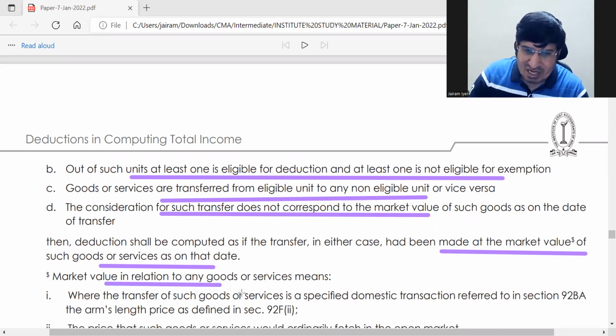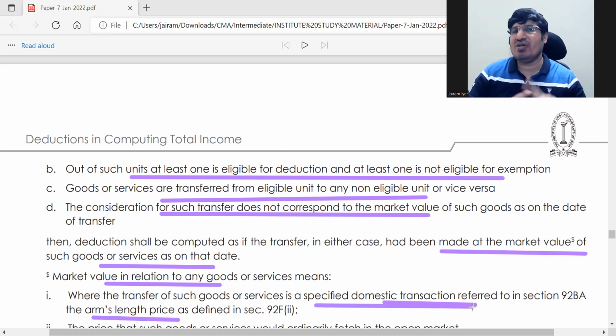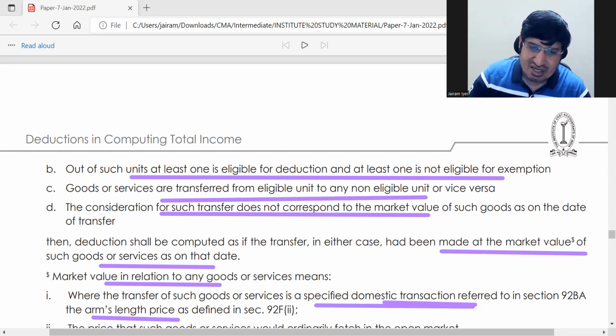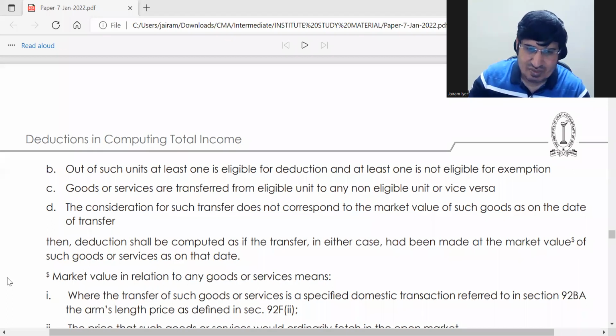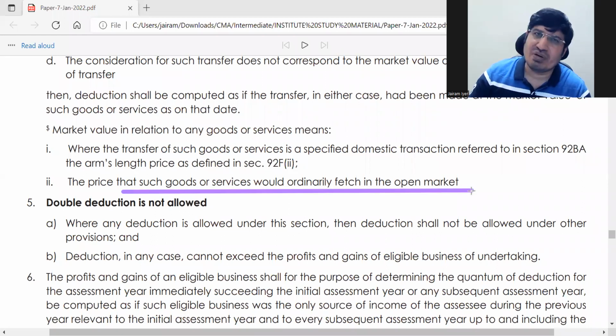Okay, so market value can be, if it is a specified domestic transaction, then it will be arm's length price. It is called as ALP in short. Okay. If it is specified, अगर ये नाम आया ना specified domestic transaction, and just understand it's between related entities. Okay, then you use arm's length price as market value. Okay, or in other cases it will be price which you will get in the open market normally.